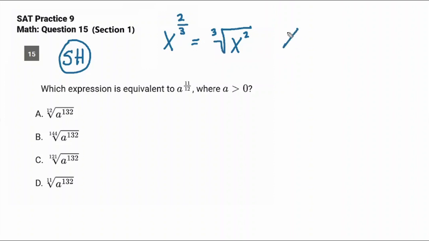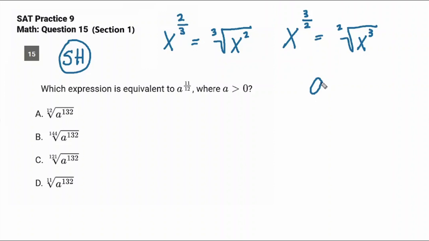Let's try another one. Let's try x to the 3 over 2. It's obviously a different number. How is it different? Well, if you do it this way, the top number in the fraction goes inside. It's x to the 3rd. The bottom number in the fraction goes outside. Take the square root of it. And that's all you have to do.